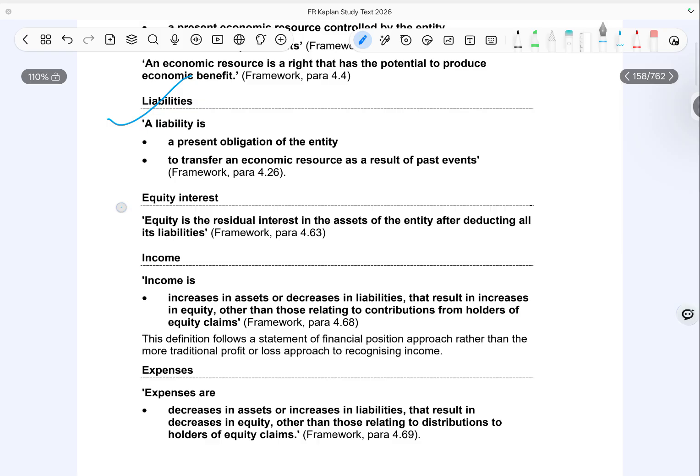Third, let's talk about equity. Think of it as what's left after paying all liabilities. The formula is very simple. Equity equals assets minus liabilities. For example, if a company owns assets worth 10 lakh and owes 4 lakh rupees, then equity equals 6 lakh rupees. So equity is simply the owner's remaining interest in the business.